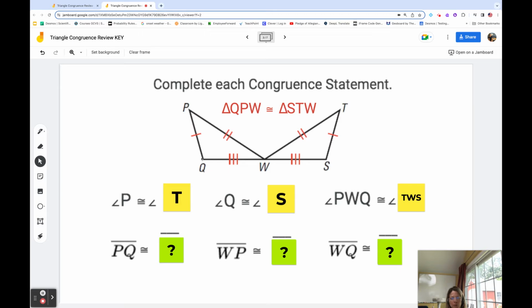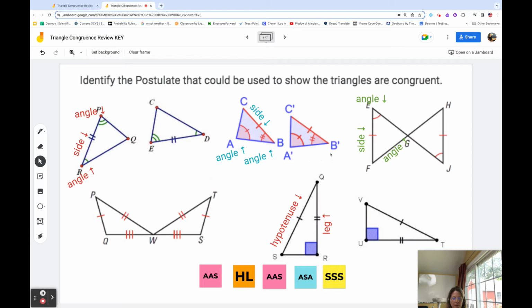Side PQ, it's the side that's marked with the 1 tick mark. It's the first 2 letters, is congruent to side TS. Side WP, the last 2 letters, congruent to side WT. And side WQ, the base, is going to be congruent to the base, side WS. Let's move on to frame number 4. Hypotenuse leg makes sense here because a hypotenuse and a leg of one triangle given as congruent to a hypotenuse and a leg of another triangle.